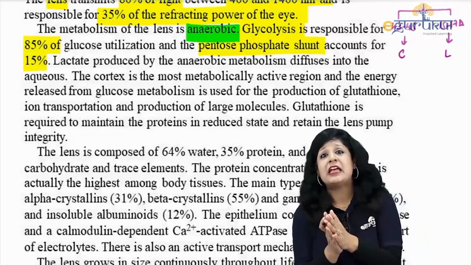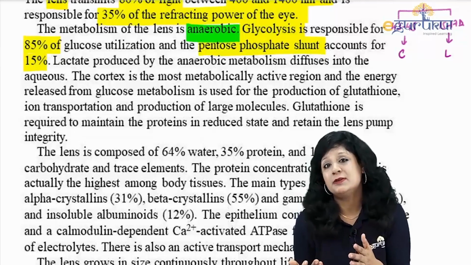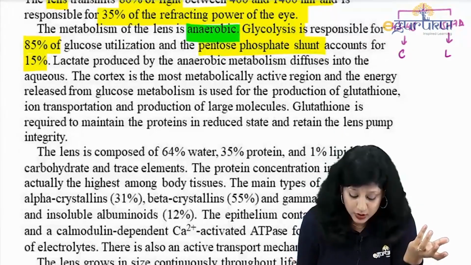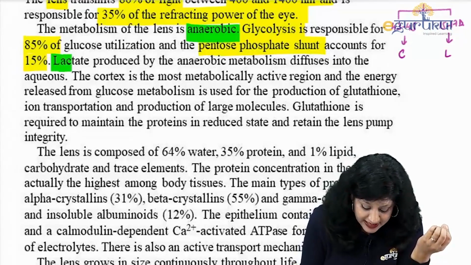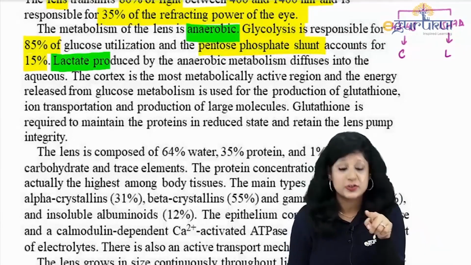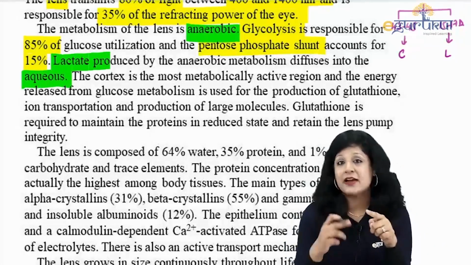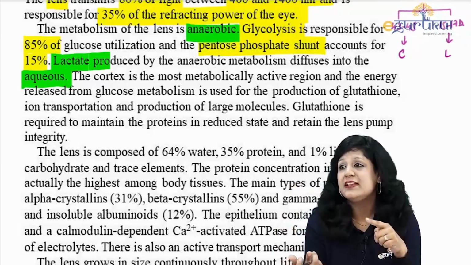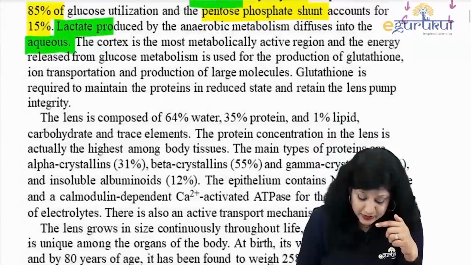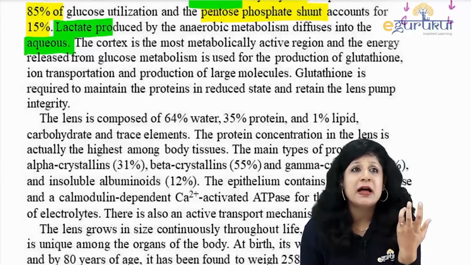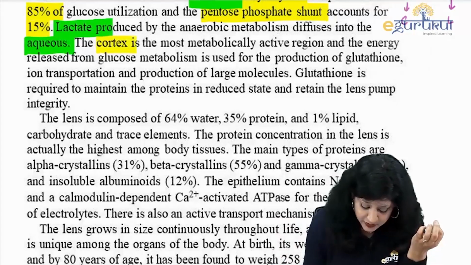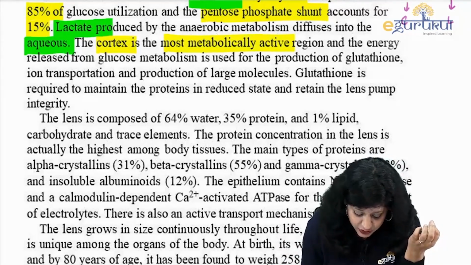Now whenever we have more and more anaerobic metabolism, what is likely to be present more? Obviously that will be lactate. So where is this lactate going? You remember, this lactate will go into the aqueous, and this aqueous will provide the nutrition to the lens. So this lactate is indirectly going back to the lens only. Now if you talk about the metabolically active part, it is the cortex which is the most metabolically active region.